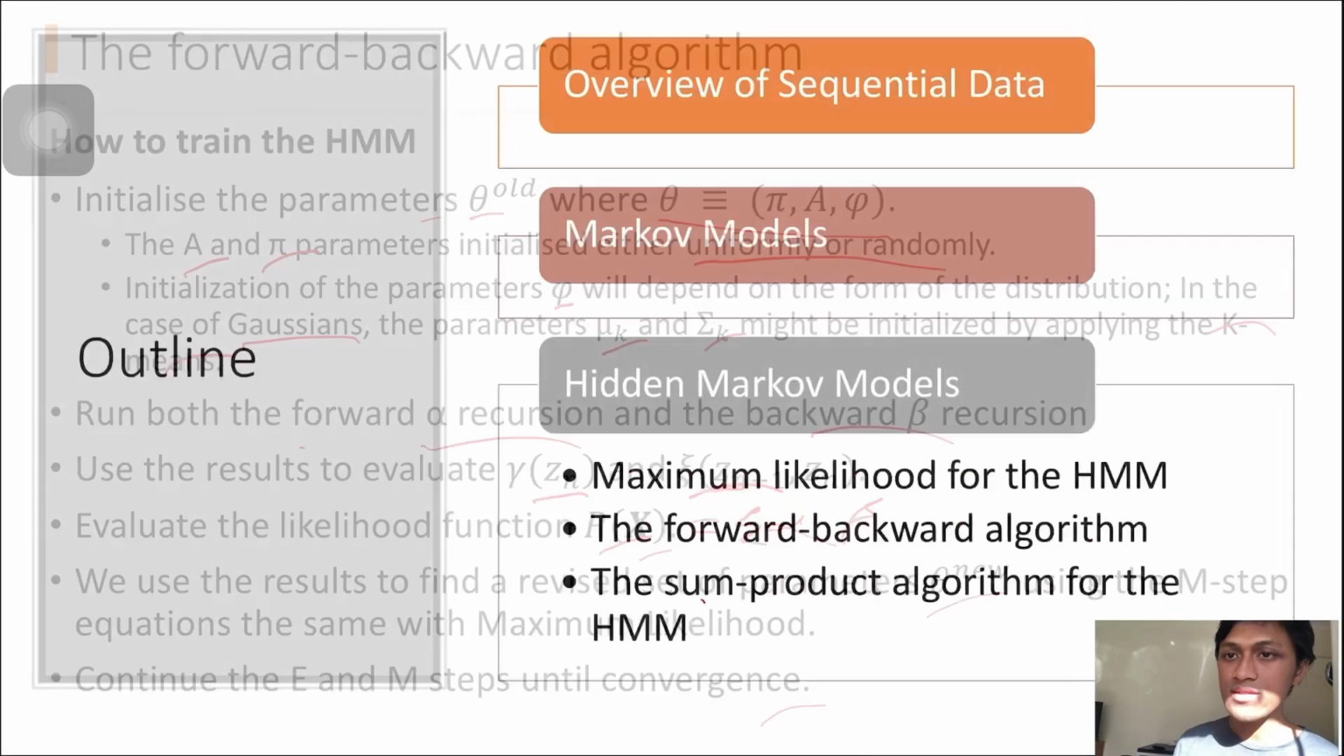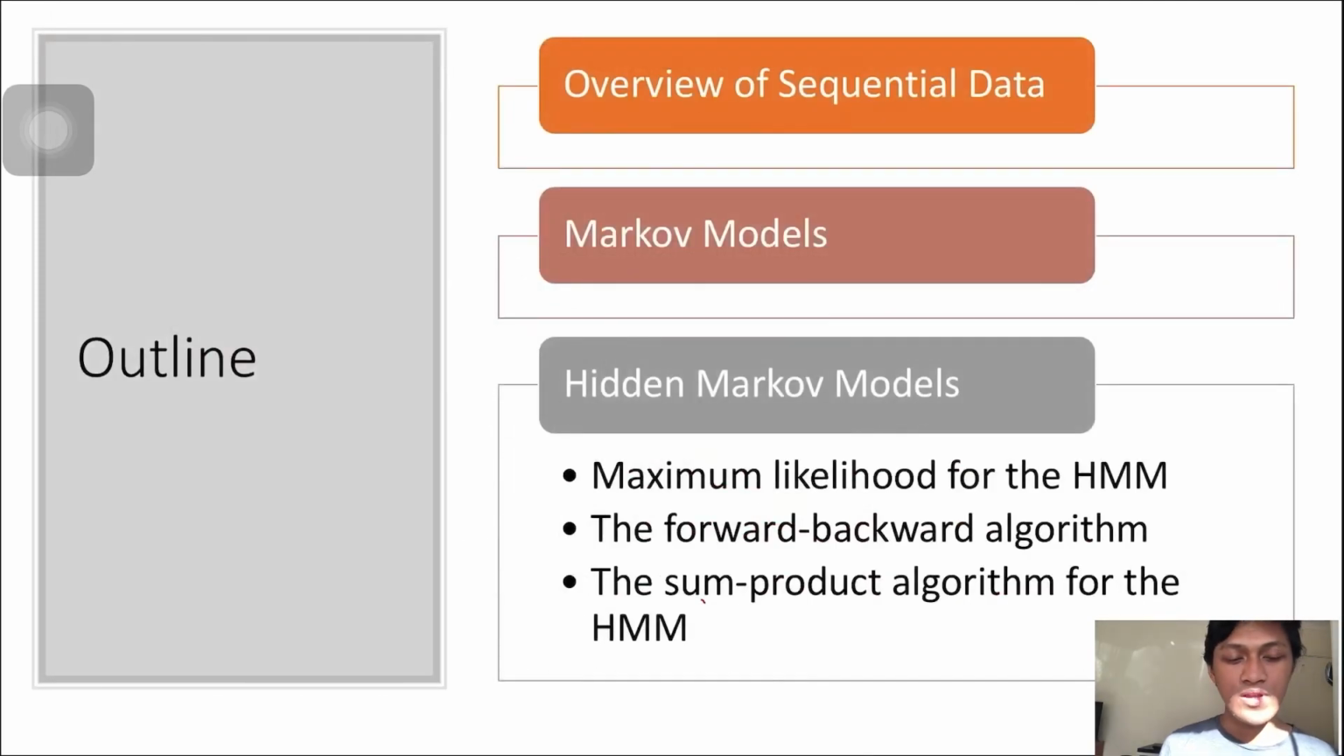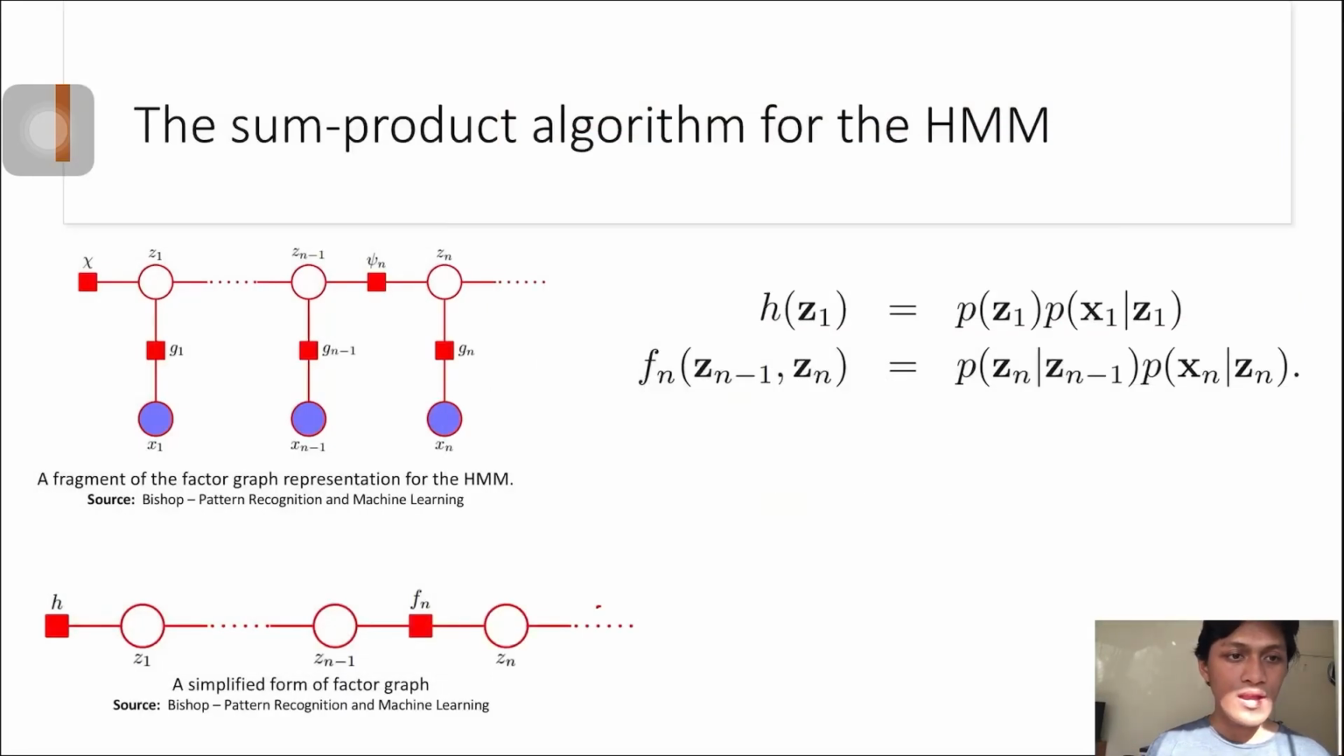The next approach to get the optimum parameters of hidden Markov models is the sum-product algorithm. The idea of this algorithm is that we have a directed graph, which is represented in the hidden Markov model, with a function with respect to z1 and a function with respect to zn. This directed graph is a trick so that we can solve the problem of finding local marginals for the hidden variables using the sum-product algorithm.